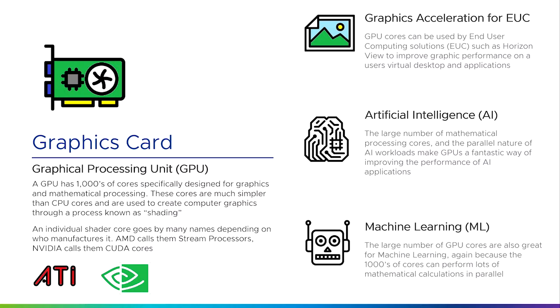These graphics cards and processing cores can also be used for something called machine learning. So again, these thousands of cores that can perform lots of mathematical calculations in parallel mean that they're great for machine learning. So although traditionally we put graphics cards in servers for end user computing and VDI, the uses for them going forward will most likely be more around artificial intelligence and machine learning.